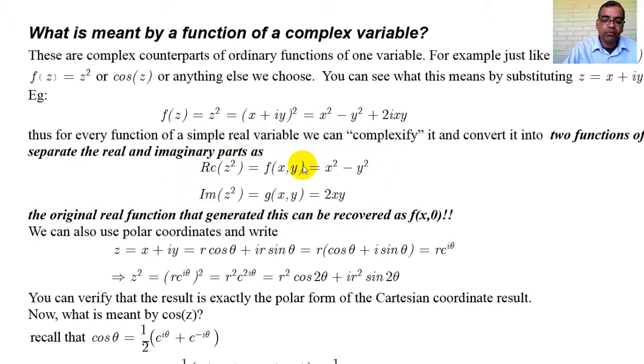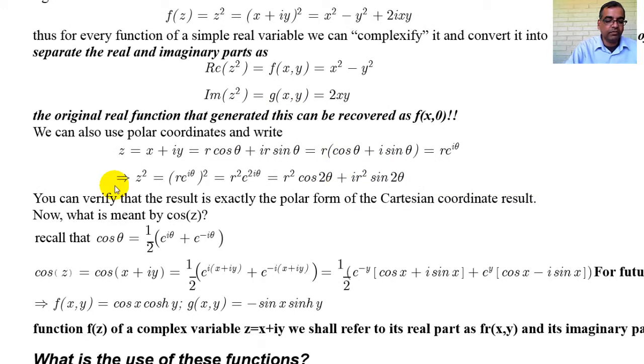The original real function comes out as the real part of f of x comma 0. That is, I can just put y equal to 0 and I'll get the real part of it. You can also do this in polar coordinates. For example, z squared in polar coordinates looks like r squared e to the 2i theta, which is r squared cos 2 theta plus i times r squared sin 2 theta. What's there? I mean, there's nothing to it, no?